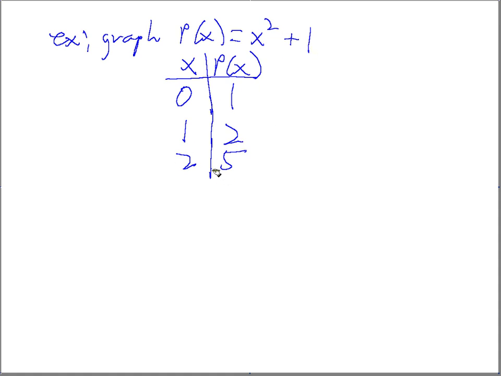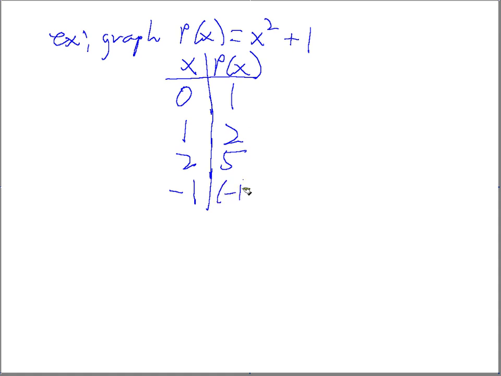Let's try some negative values as well. So let's try negative 1 for x here, and see what we get for y, or the function value that is. Y is the function value, or the range value. So what's negative 1 squared? Well, a negative number squared is positive, so that's going to be positive 1 plus 1.